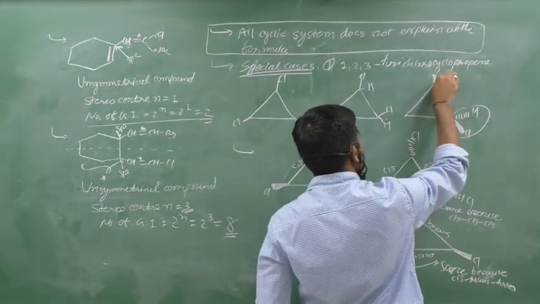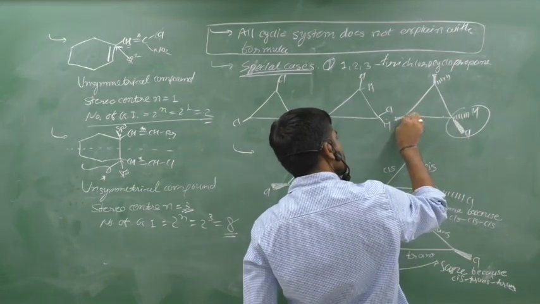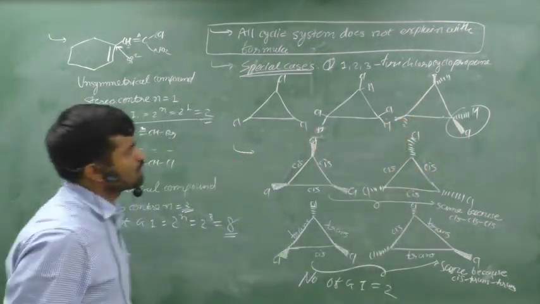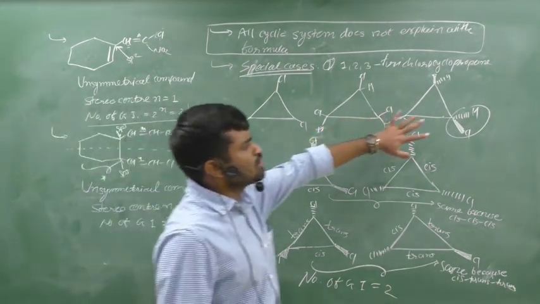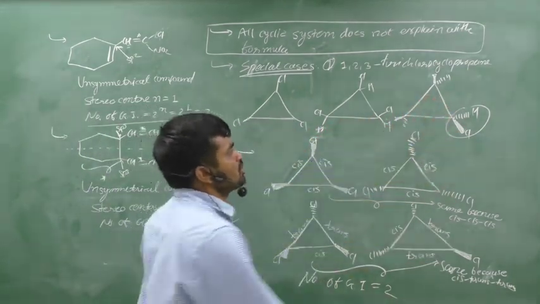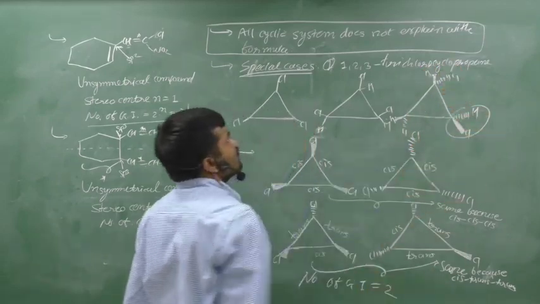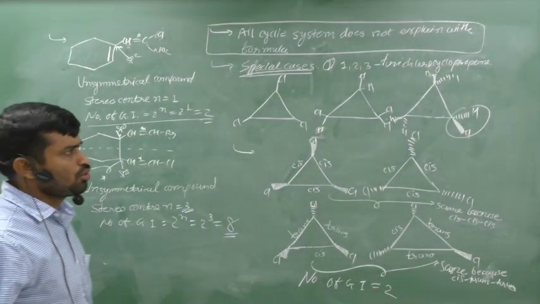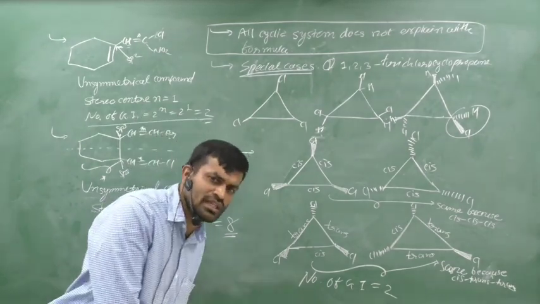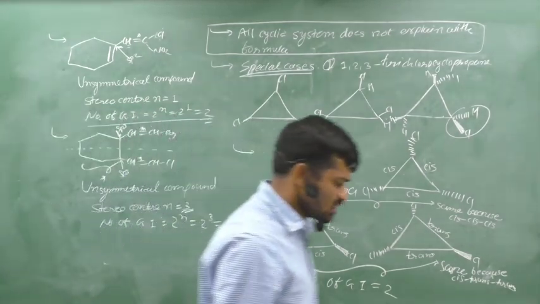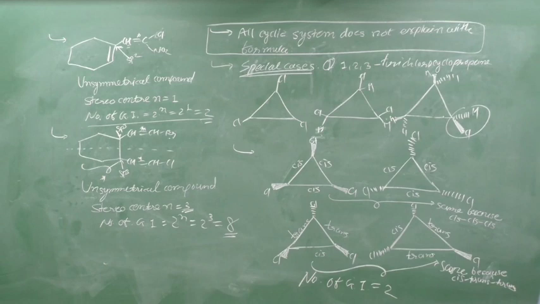Here also a wedge and dash. Here also a wedge and dash, but we cannot write here. Means that this is the actual geometrical structure of 1, 2, 3. One is H, second one is Cl, H and Cl, whatever. 1, 2, 3 trichlorocyclopropane. Now we can think about the number of GIs. If we apply the formula, answer is wrong. Therefore, we can draw the structures.